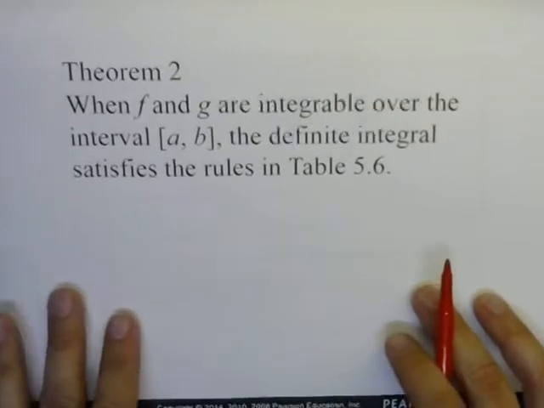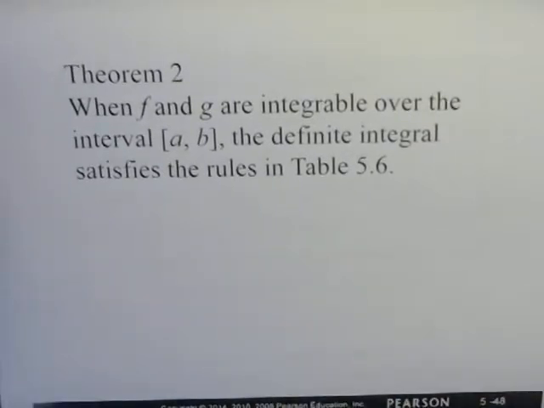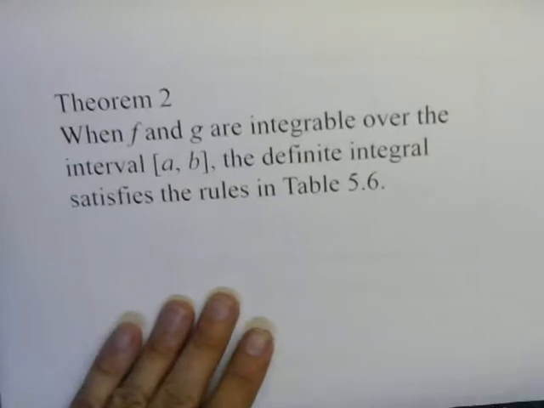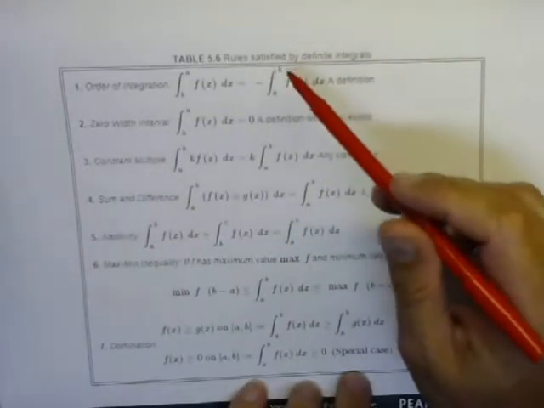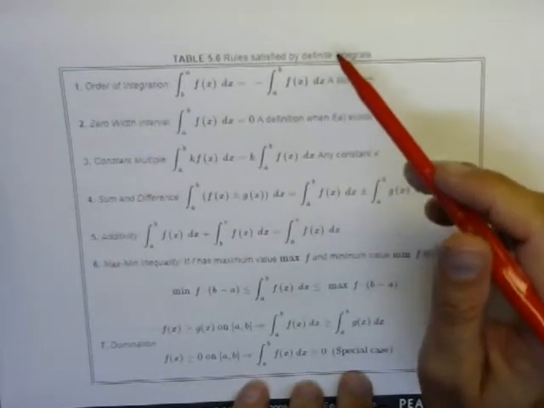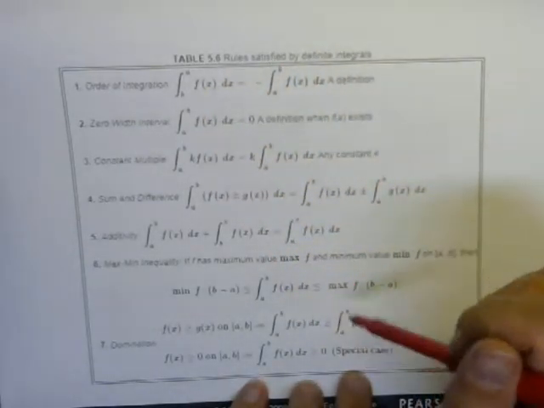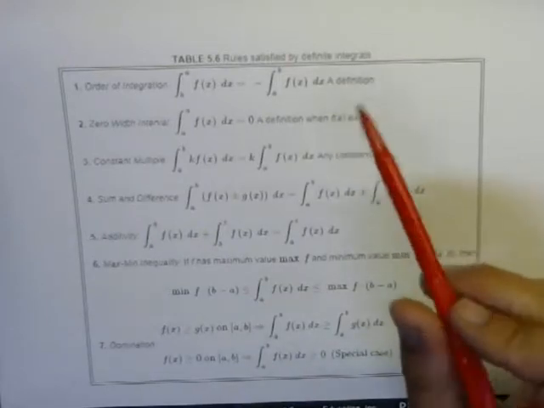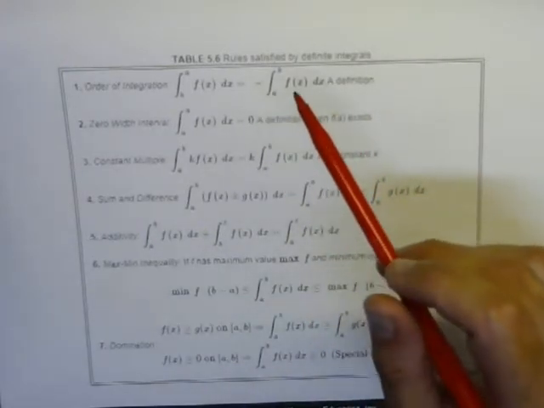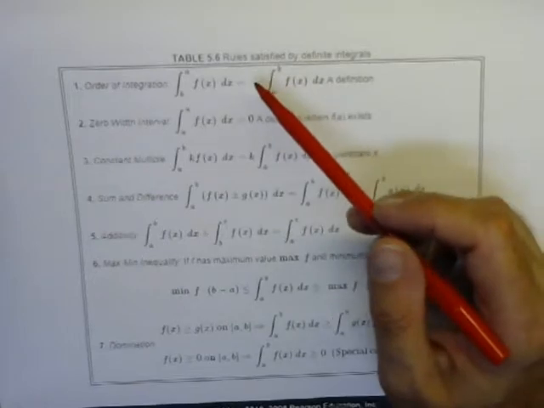Let's look at theorem 2 from your book. When f and g are integrable, in other words, if you can find the integral over the interval ab, the definite integral satisfies all the rules back in table 5.6. So table 5.6 were those rules for indefinite integrals, so all the rules for definite integrals are satisfied. Or I'm sorry, I guess we didn't talk about that. Well, we might have talked about some things, right?